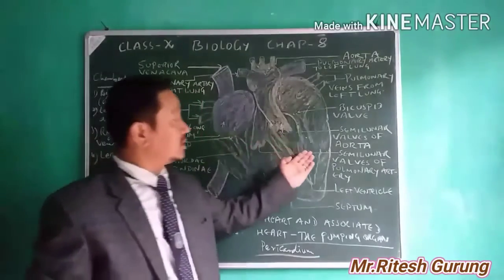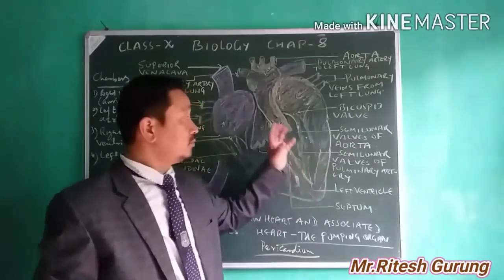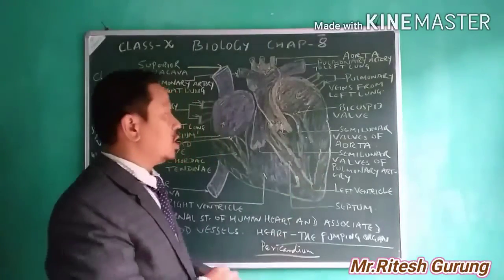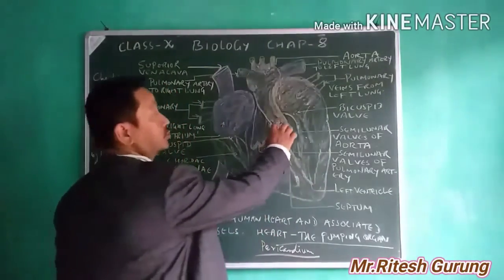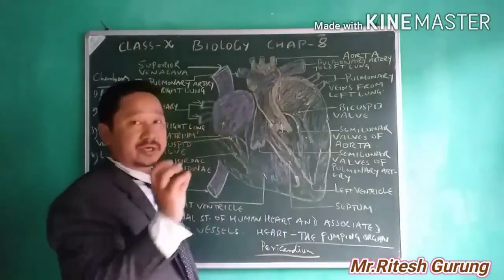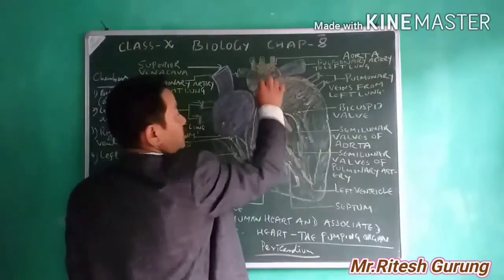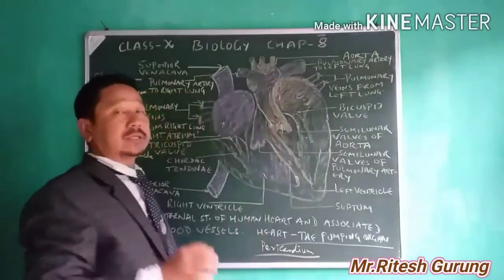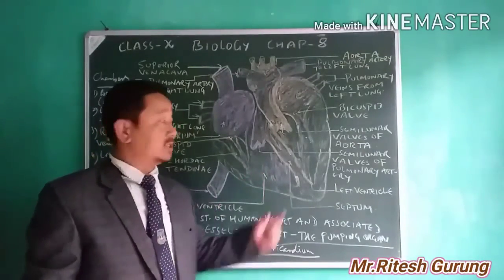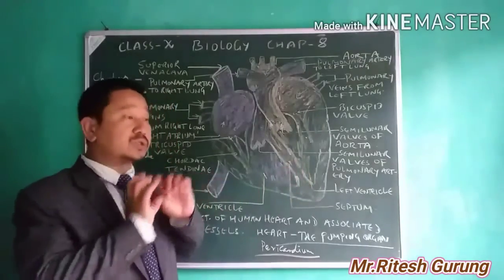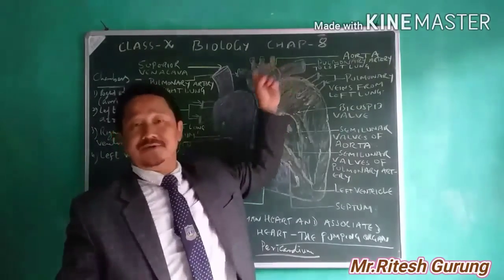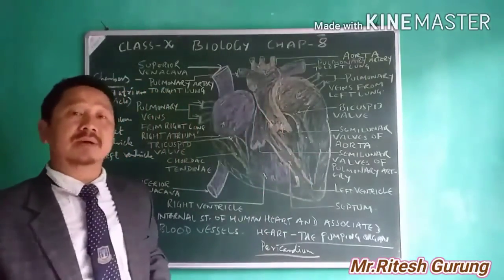Then similarly on the other side you see the left ventricle. After receiving the pure blood from here, this ventricle will send the pure blood through this artery, the aorta. This is your aorta, the largest artery. Through this aorta, that pure blood will be sent to the different parts of the body. That means the function of this ventricle is to push out the pure blood to the different parts of the body through this aorta. That's the function of your blood vessels.